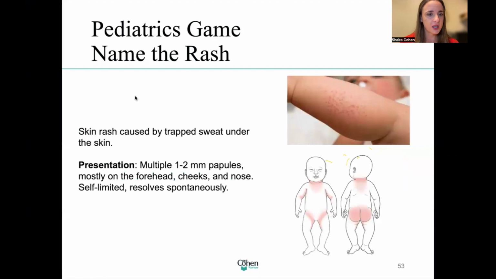This rash, it's a skin rash caused by trapped sweat under the skin. It presents with multiple 1 to 2 millimeter papules. Remember, papules pop. Mostly on the forehead, cheeks, and nose, is self-limited, and it resolves spontaneously. What is this known as? And it could have multiple names, so don't be afraid to type in something differently from what you see everybody else typing in. But Claudia, Kadiatu, thank you for participating. Where are the rest of you? I need to see more answers coming through.